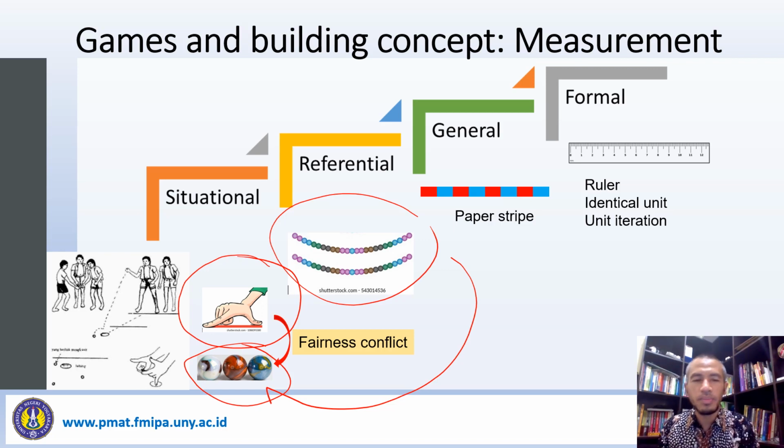The second concept derived from the activity is unit iteration. When we put several marbles, or we make the string of beads, or we use a paper strip, it means that we iterate the unit one by one to do the measurement. So this example shows that games can be used to develop linear measurement.